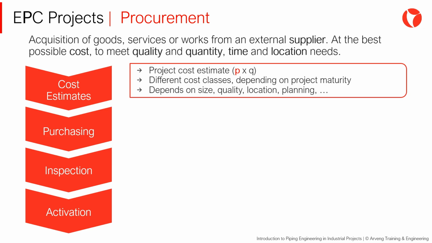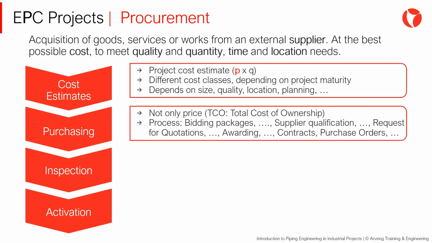As already mentioned, there are several cost classes depending on the maturity of the project. The purchases of products, equipment, and materials, as well as the contracting of services, are not based exclusively on price. The concept of total cost of ownership, or TCO, which considers costs of the entire life of the product, is often used.